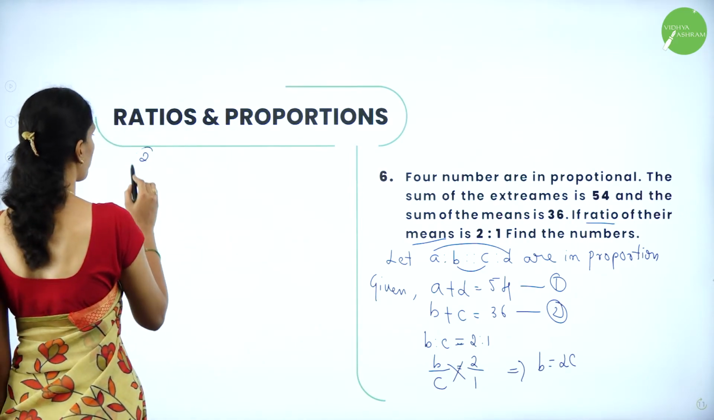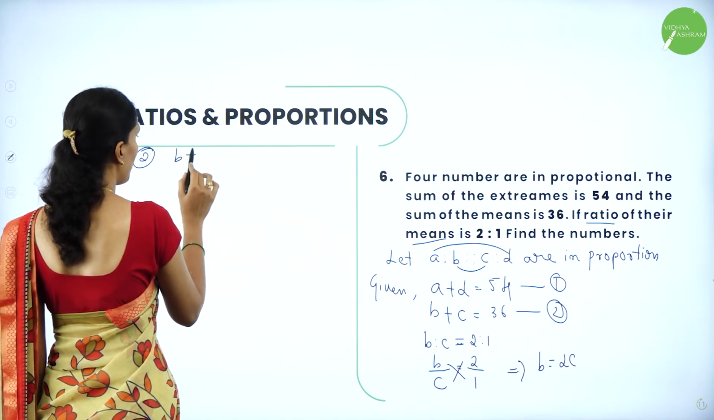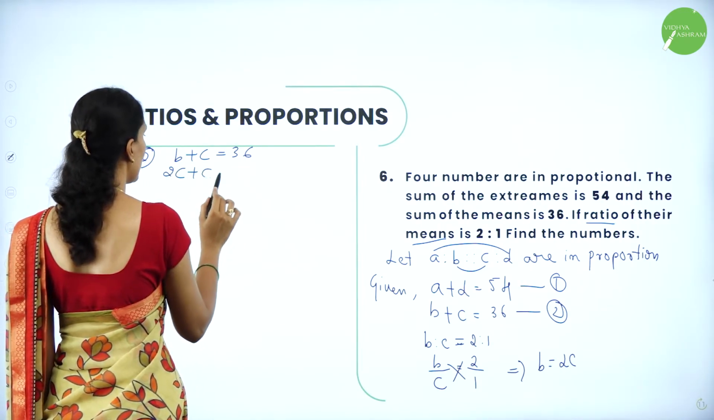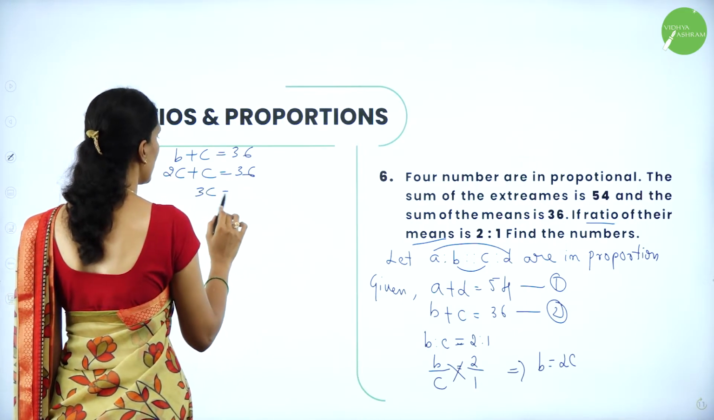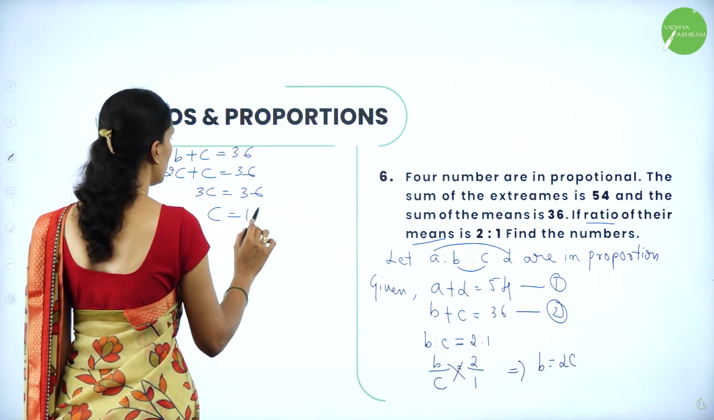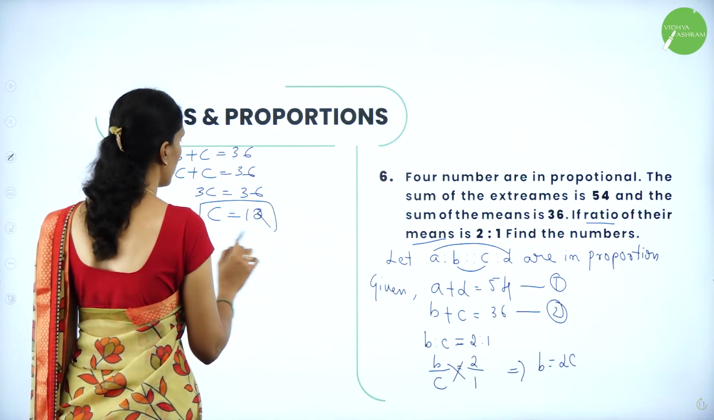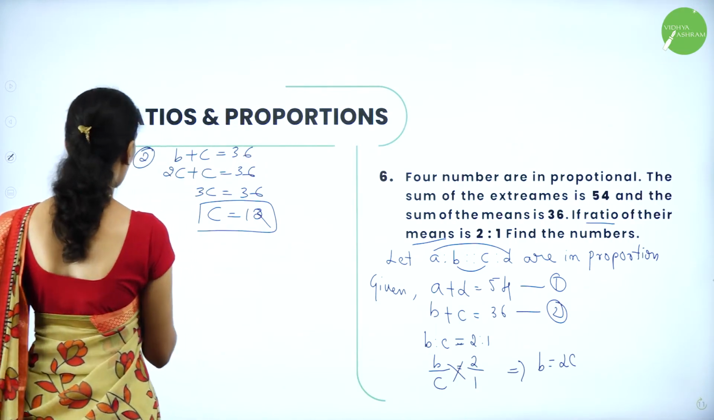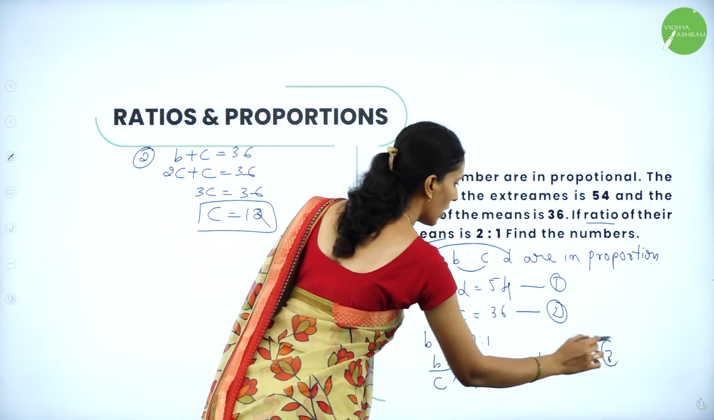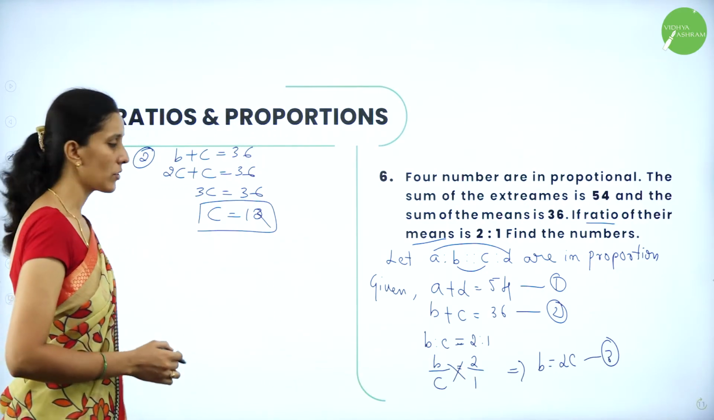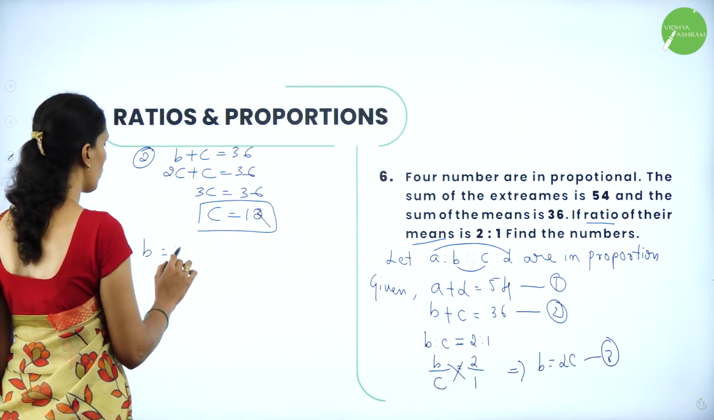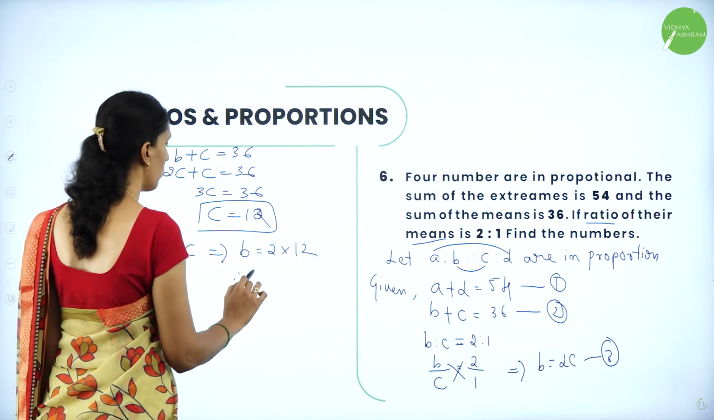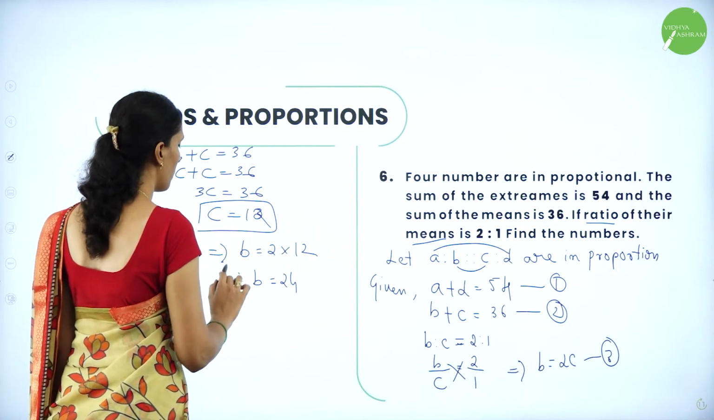Substituting in 2, we have B plus C is equal to 36. So B is nothing but 2C plus C is equal to 36. 3C is equal to 36. C is equal to 12. Next we have C is equal to 12 in the same equation. Substitute. Let me take this as equation 3. From 3, B is twice of C. So therefore, B is equal to 2C implies B is equal to 2 into 12. So therefore, B is equal to 24.